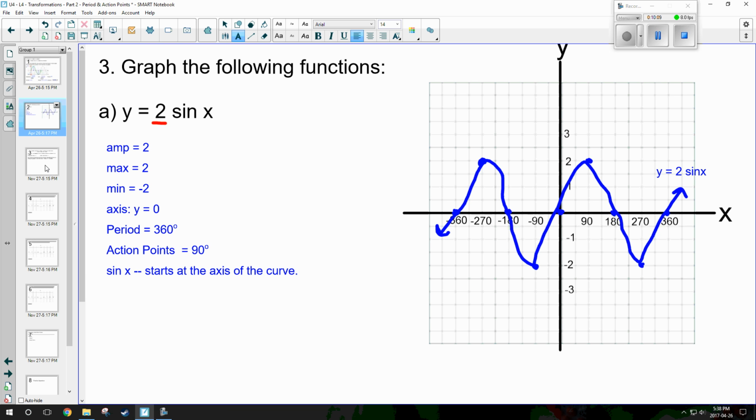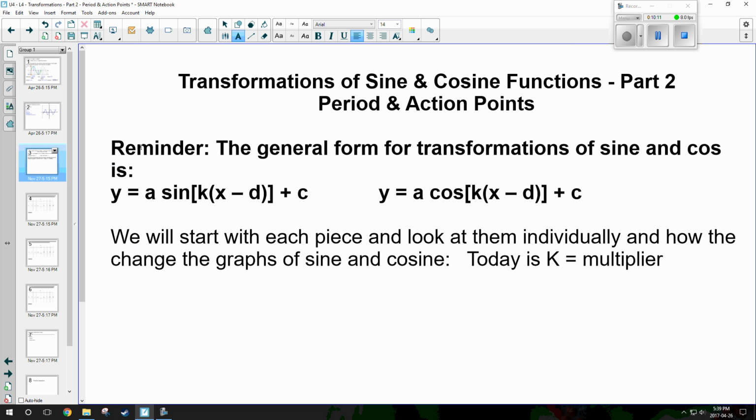Today, what we're going to be doing is the next section. So yesterday, we looked at the A value of our graphs, and that was dealing with the amplitude and the changes that it made to the maximum and the minimum. And today we're going to be looking at this K value that sits inside the square brackets. And this K value is what's called the multiplier.